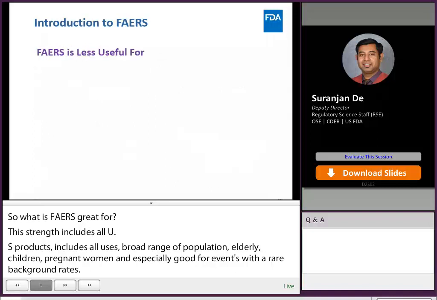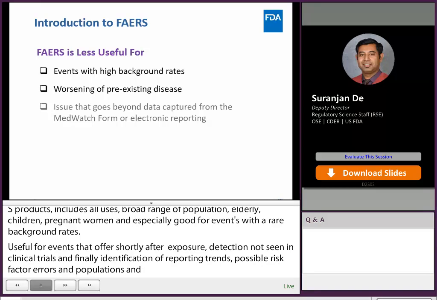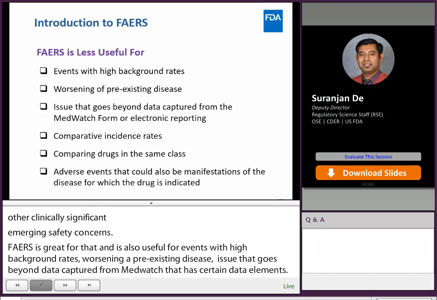FAERS is less useful for events with high background rates, worsening of pre-existing disease, and issues that go beyond data capture, since MedWatch has certain data elements. It is also less useful for comparative incident rates comparing drugs in the same class, and for adverse events that could also be a manifestation of the disease. For some of these bullet points, there are other ways to do your review and analysis.